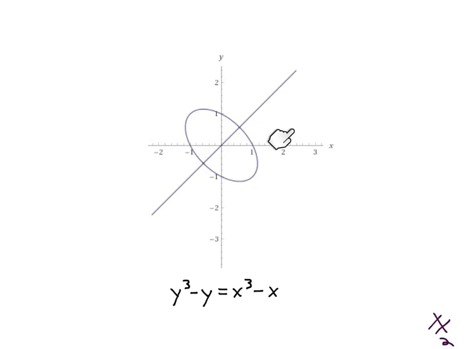But it is symmetric in the origin. If you take a point here and you go through the origin a certain distance and then go the same distance on the other side of the origin, it's a point on the graph. Same thing with this elliptoid thing. If you go through the origin and then go the same distance in the same direction, keep going, you end up on the graph again.